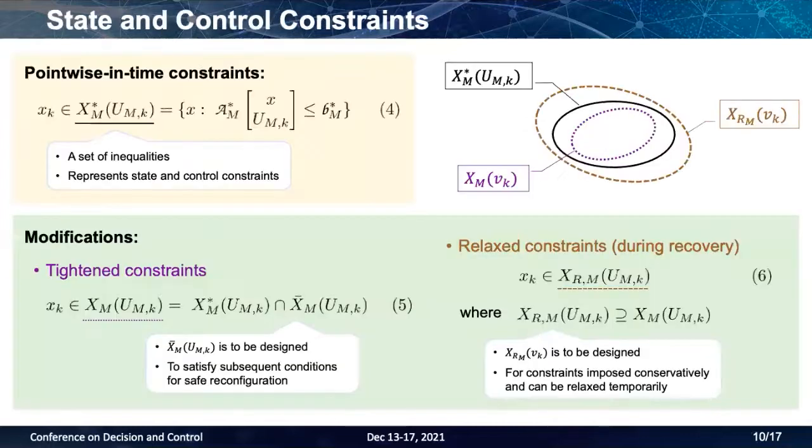The sets of pointwise interim state and control constraints are given in equation 4 by a set of inequalities. Modifications to these constraints are considered to facilitate the subsequent design of our FMEM approach. The tightened and relaxed constraints are defined by equations 5 and 6.